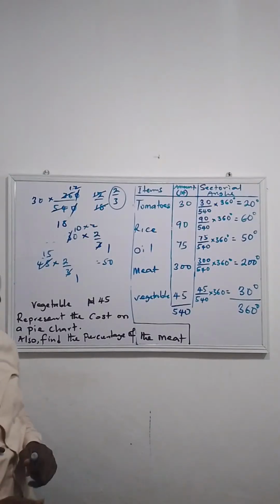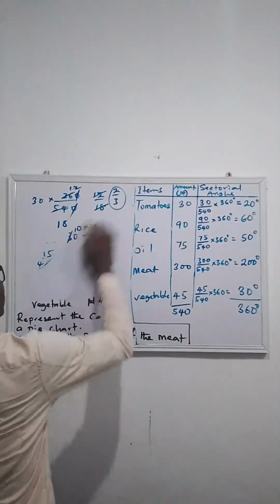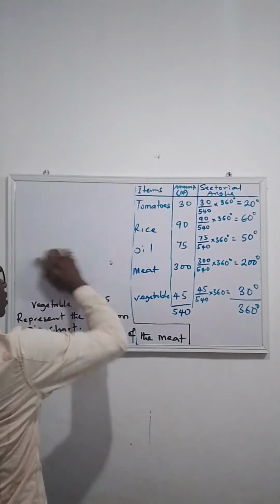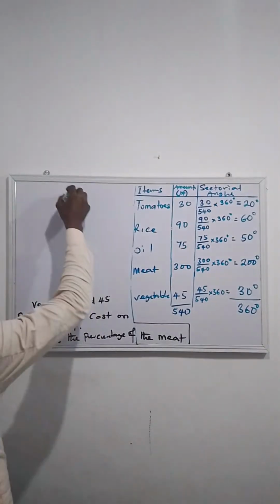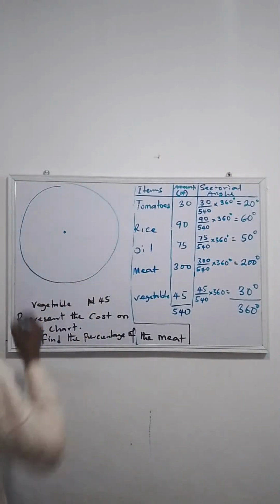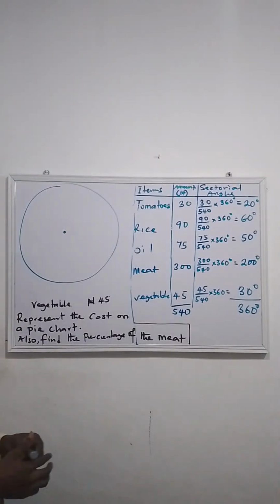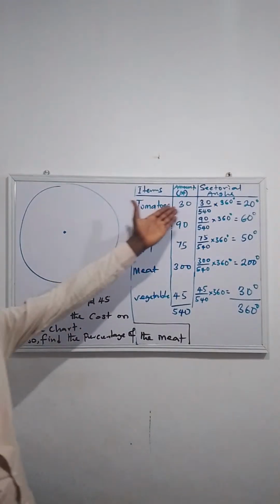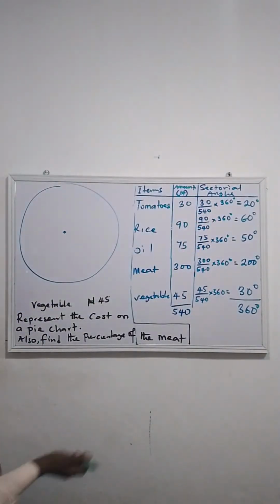So now after getting these sectorial angles, you now find a way of representing them on your pie chart. Now your pie chart is a circular form. Okay, so you draw a circle, then you make use of a pair of compasses. So you draw a circle with a reasonable radius. So after doing that, you take your protractor to measure all of these angles. Okay, so now you can begin.